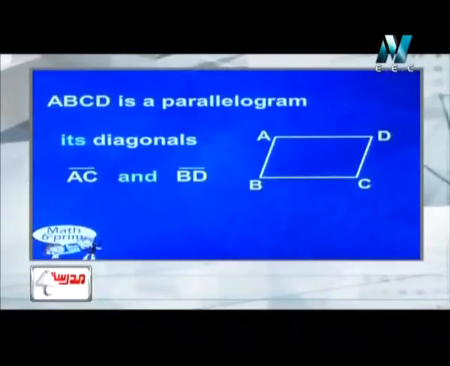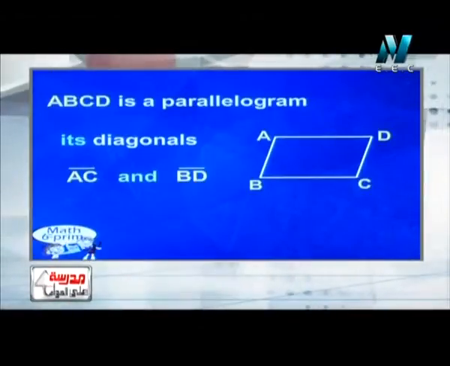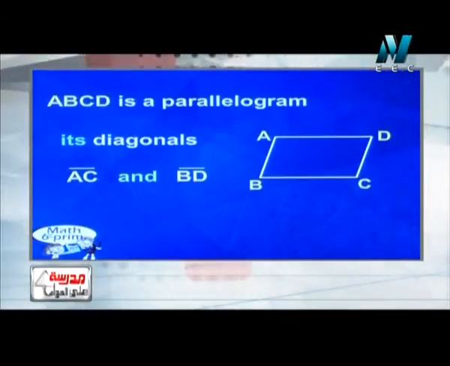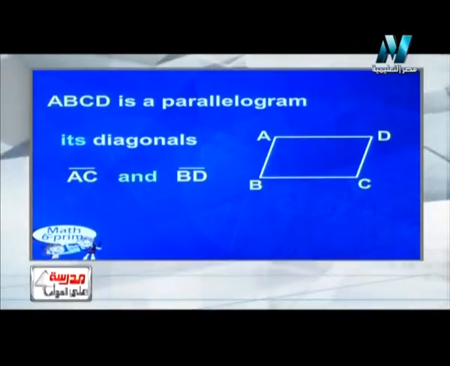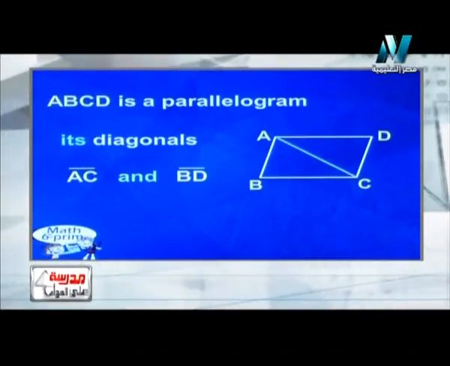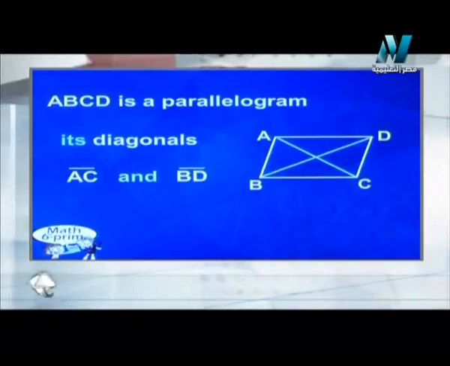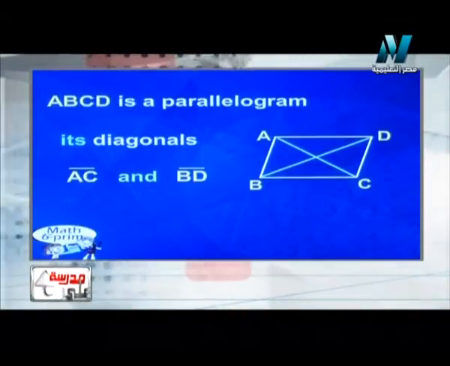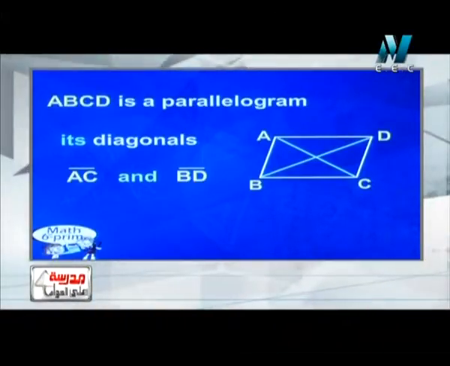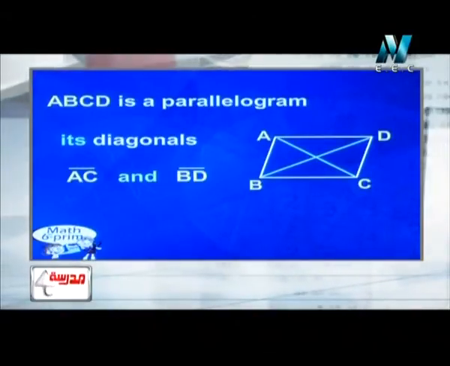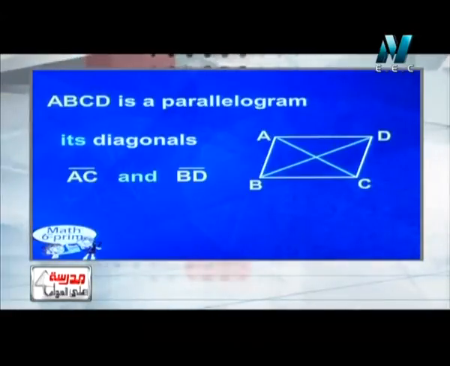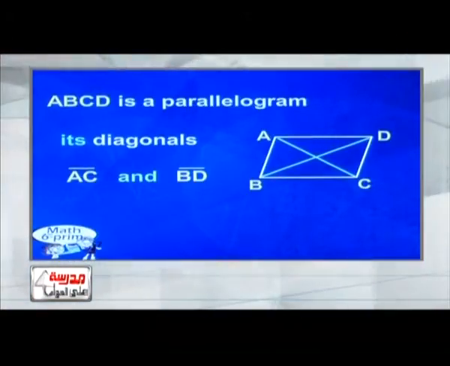Now, let us explain it. The diagonal means the line segment which is joining between any two non-consecutive vertices. So, how many diagonals are there, my dear students, in a parallelogram? In a quadrilateral, generally, we have only two diagonals in any quadrilateral shape.